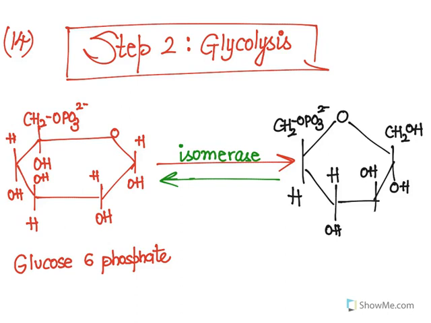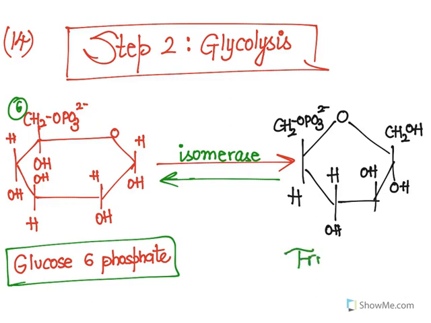Now, if you remember from step 1, the product of step 1 was glucose 6-phosphate. So that's the same thing we have right now, the glucose 6-phosphate, because this is the 6th carbon. And what happens is basically we get the same chemical structure formula, but the structure is different. Here we have fructose. So how will we write the name of this one? Fructose 6-phosphate. This is the 6th carbon here. So the name will be.